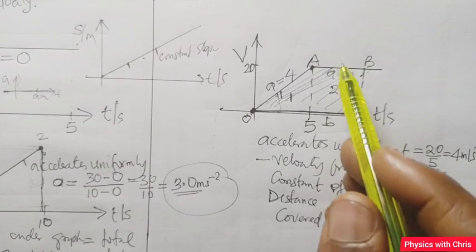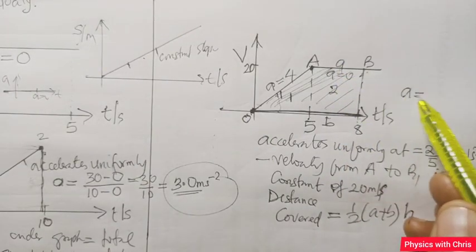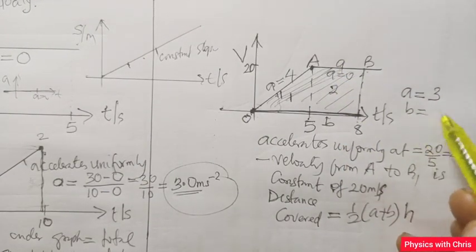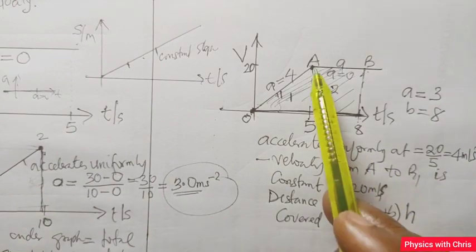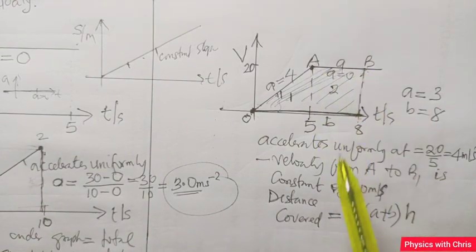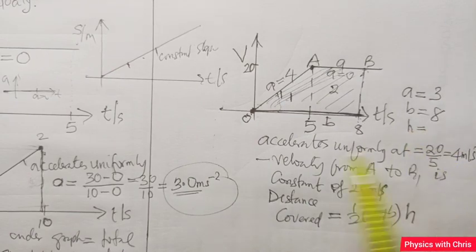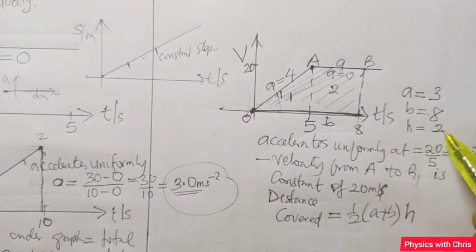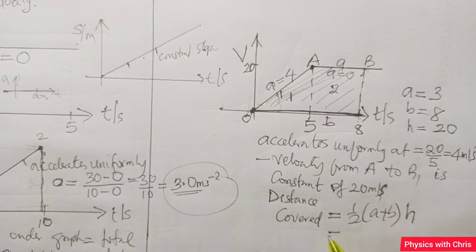Then the other side, I can call that A. So A is 3, B is 8. My side A is from here to here, and my side B is from here to here. And the height is read from the velocity axis, which is 20. With these parameters, I can find the total distance covered, which is half times (3 plus 8) times 20.